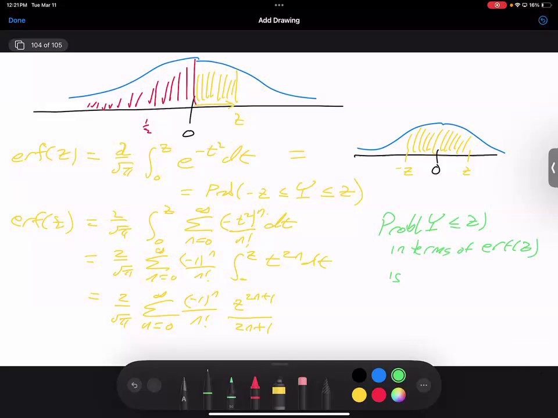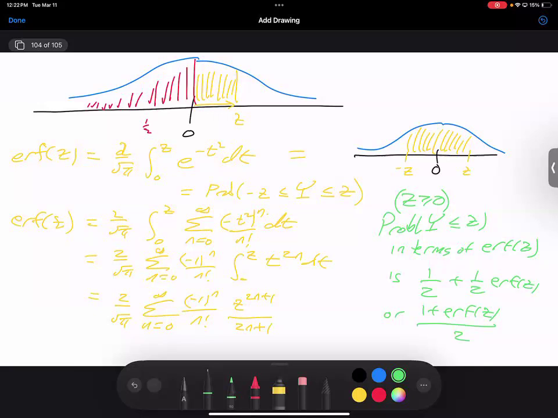Let's assume z is greater than or equal to 0. Just make your life easy. It's just 1/2 plus 1/2 the error function of z, or 1 plus the error function of z over 2. If z was less than 0, could you handle it? So you just subtract. You would, again, take half of it and then subtract that from a half.